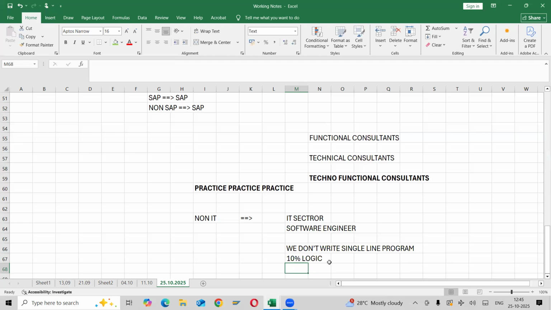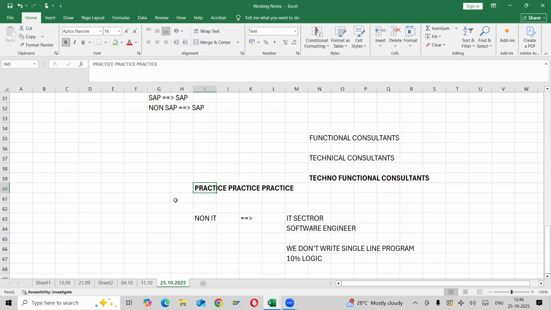Only practice. And how many times do I need to practice? We don't have any answer for that. Sky is the limit. See, again I'm reiterating, if someone practices 10 times, then they will remember everything.